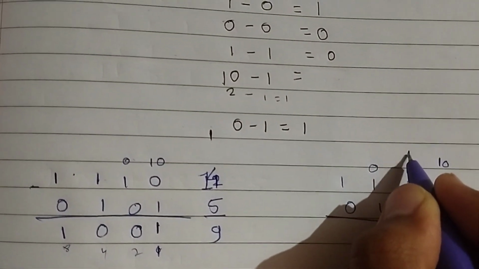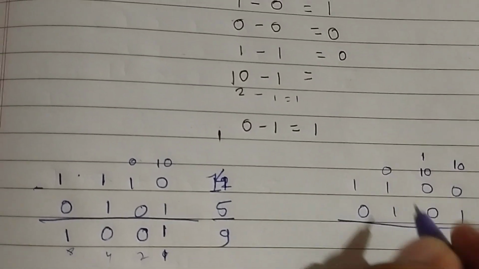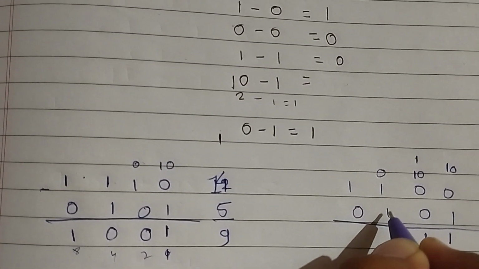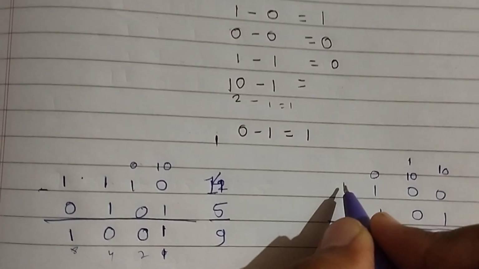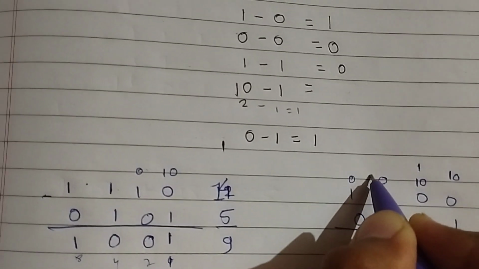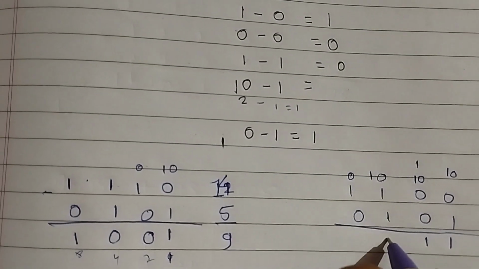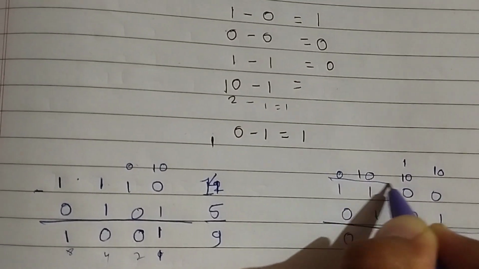Now here only 1 is present. So 1 minus 0 is 1. Now here 0. 0 minus 1. Again we want a borrow from the previous bit. So now this 1 gives a borrow for the next bit. So now 1 0 means 2. 2 minus 1 is 1. Now 0 minus 0 is 0. These all are the borrows.